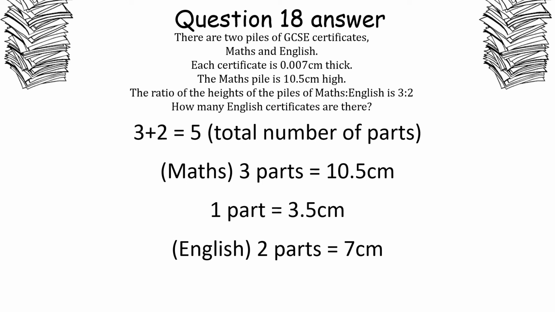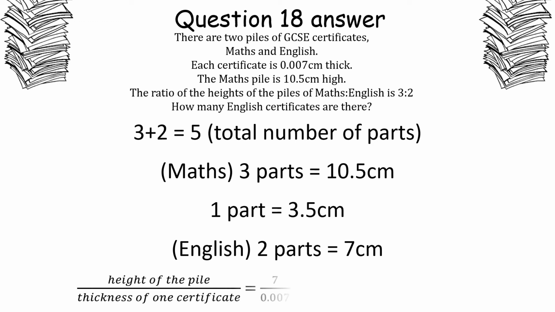We were also given that each certificate is 0.007 centimetres thick. To find out how many English certificates there are, we need to divide the height of the pile by the thickness of a sheet. This gives us 1,000 English certificates.